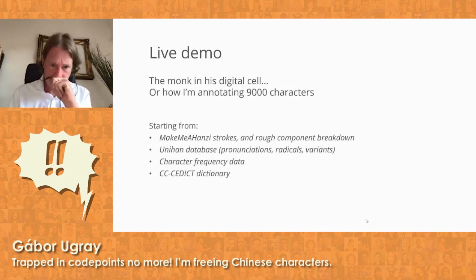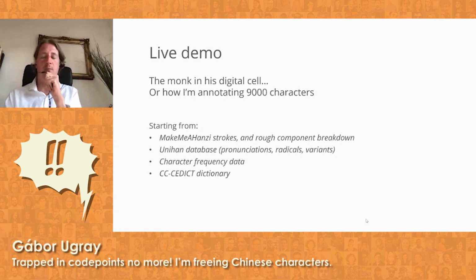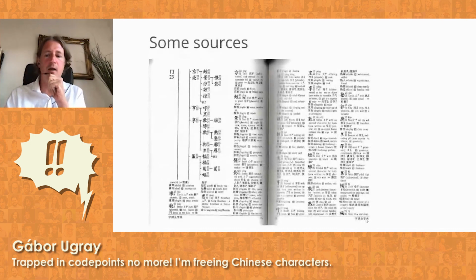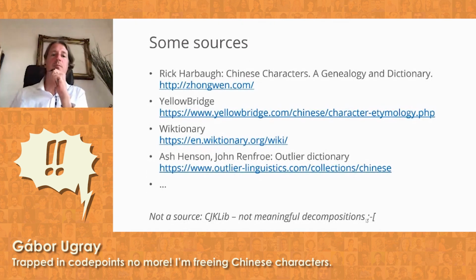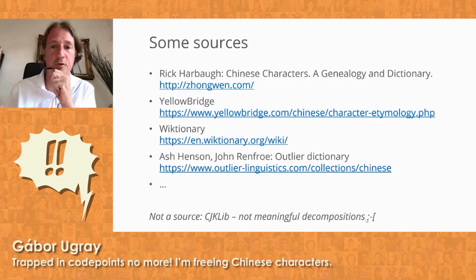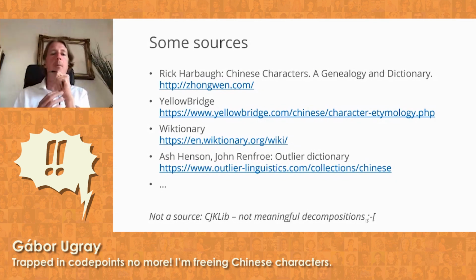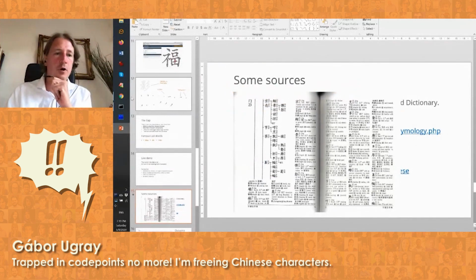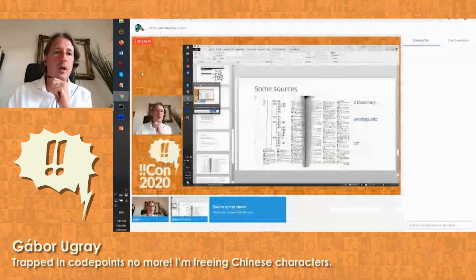Famous last words, right? I will show you quickly the tool that I built, the workbench, to annotate these characters. I'm starting out from a bunch of resources which I combine, which are available online. And also, all of this relevant information is available in offline sources. This is a scan from a book that I own. This is Rick Harbaugh's book, Chinese Characters: A Genealogy and Dictionary, a wonderful book, and a couple of websites and more.